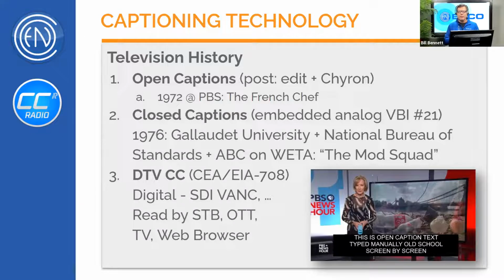Then in '76, the FCC opened up vertical blanking line 21, which is an analog data space. It's analog, but you can throw some bits through that. Awfully low bit rate, but they worked with Gallaudet University and the National Bureau of Standards and ABC and WETA. Now talk about collaboration. The Mod Squad had closed captions. The difference with closed captions is that it's data that you, as a user or viewer, can turn on and off at your end, not permanently burned on like open captions. But in the end, closed captions pretty much look like open captions when they're turned on.